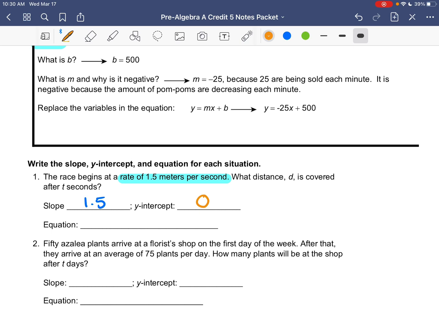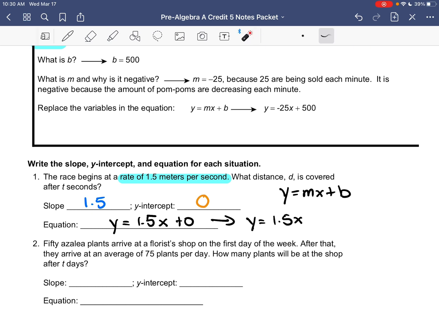So to write my equation, again, in slope-intercept form, let me write the formula up here. y equals mx plus b. I will have y equals 1.5x plus 0, but this will just simplify to y equals 1.5x. The reason is that we don't need this imaginary 0.